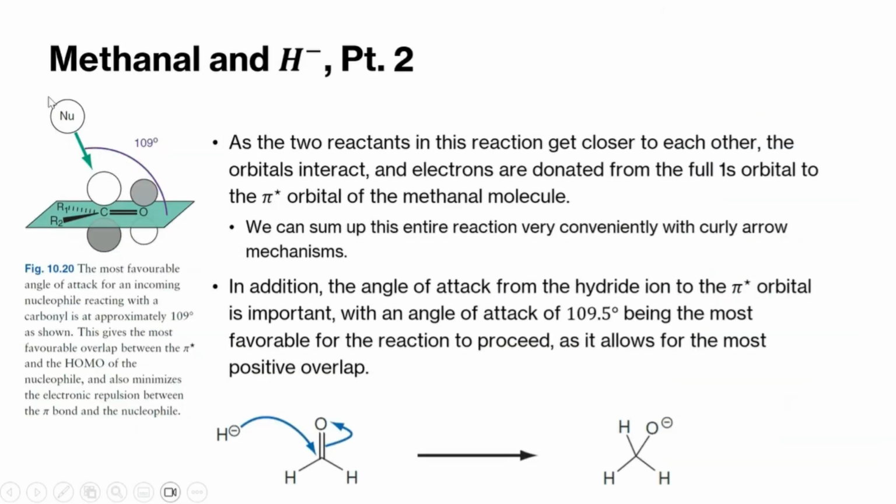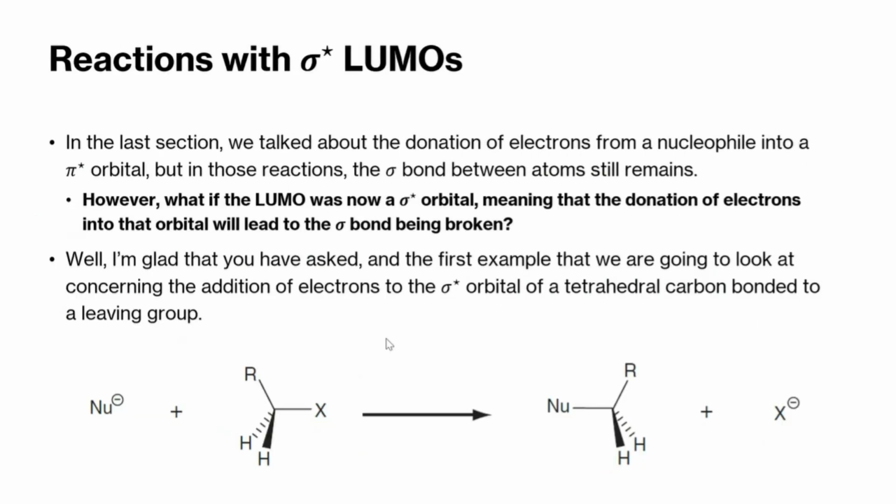So right here is the highest occupied molecular orbital, and right here is the lowest unoccupied molecular orbital. The most optimal angle of attack is around 109.5 degrees to the pi antibonding orbital, which will allow for the most overlap. We talked about the donation of electrons from a nucleophile into a pi antibonding orbital, but that sigma bond, which is, of course, that single bond between atoms, will still remain. So if the LUMO is now a sigma antibonding orbital, the donation of electrons will therefore break that bond.